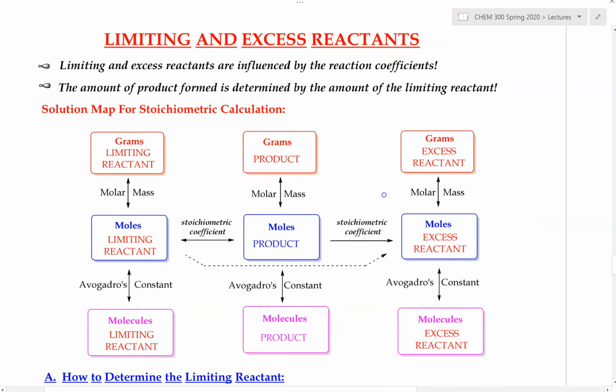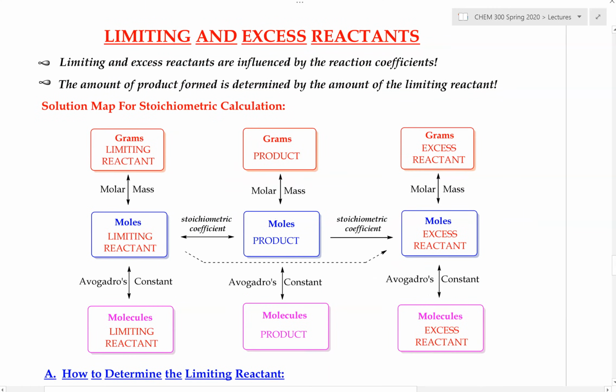And so in summary, it's very important: the limiting and the excess reactant are influenced by the reaction coefficients. What is the ratio among all of those reactants? That plays a huge role in determining the limiting and the excess reactant.